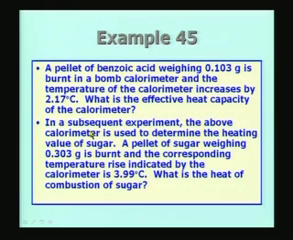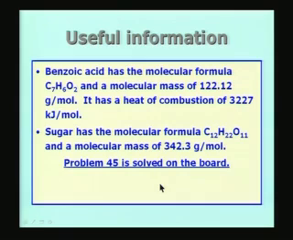In a subsequent experiment, the above calorimeter is used to determine the heating value of sugar. A pellet of sugar weighing 0.303 grams is burnt and the corresponding temperature rise indicated by the calorimeter is 3.99 degrees Celsius. What is the heat of combustion of sugar? These are the two parts of the problem. And let us look at some of the useful data or useful information.